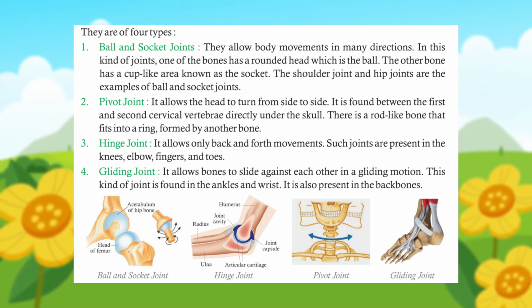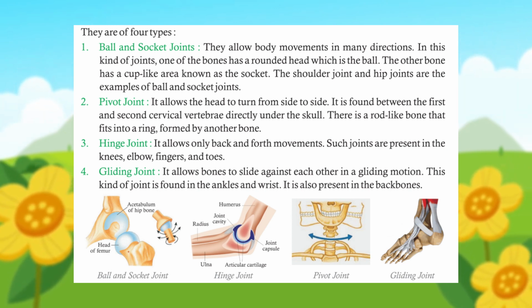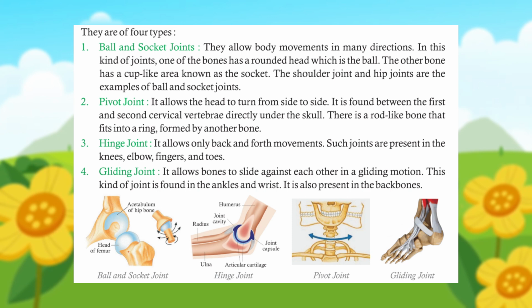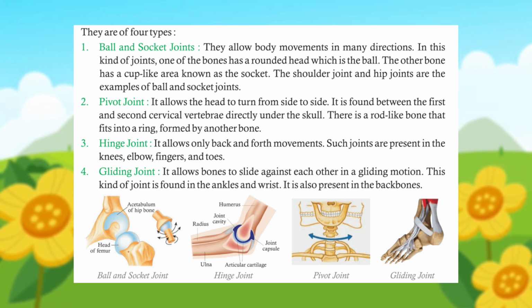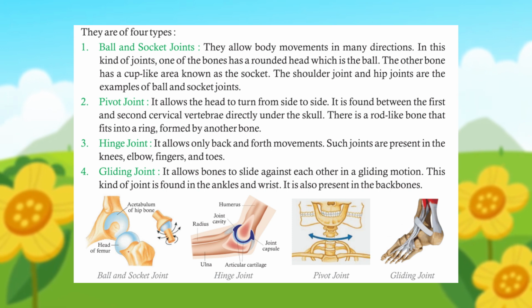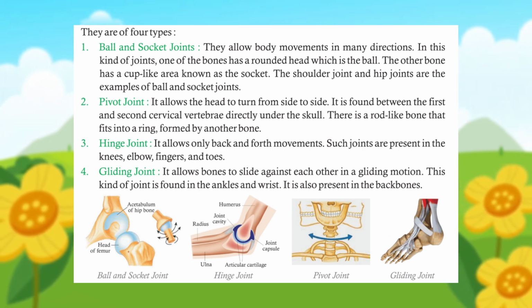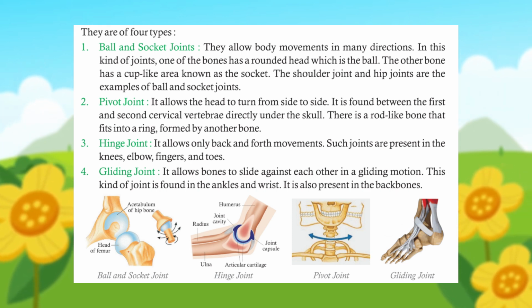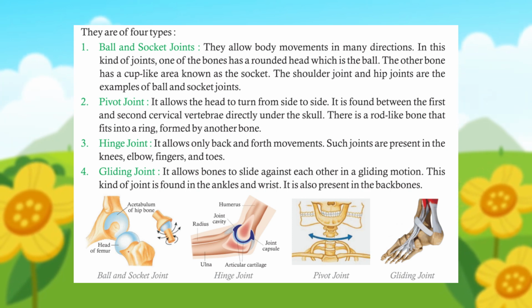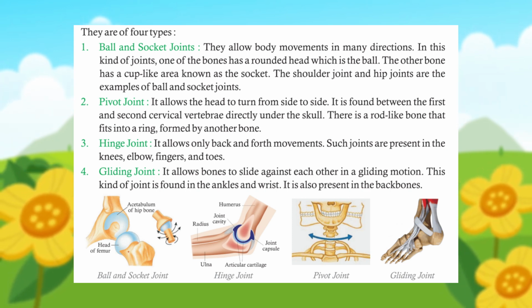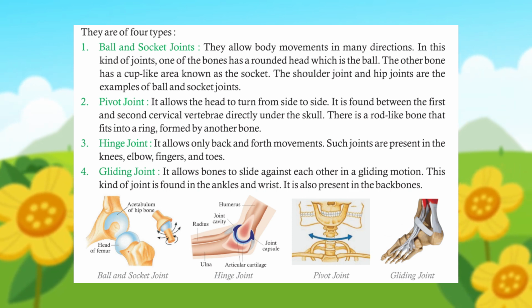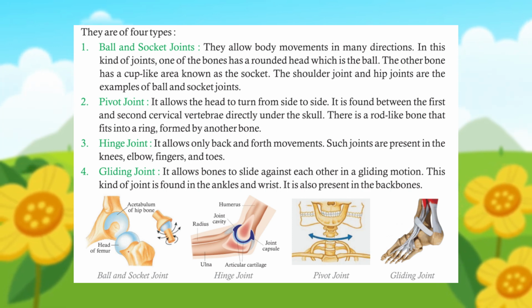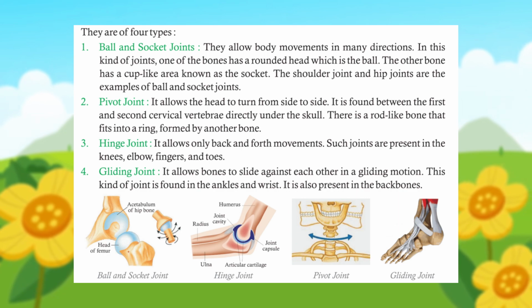2. Pivot joint. It allows the head to turn from side to side. It is found between the first and second cervical vertebrae directly under the skull. There is a rod-like bone that fits into a ring formed by another bone. 3. Hinge joint. It allows only back and forth movements. Such joints are present in the knees, elbow, fingers, and toes. 4. Gliding joint. It allows bones to slide against each other in a gliding motion. This kind of joint is found in the ankles and wrist. It is also present in the backbones.